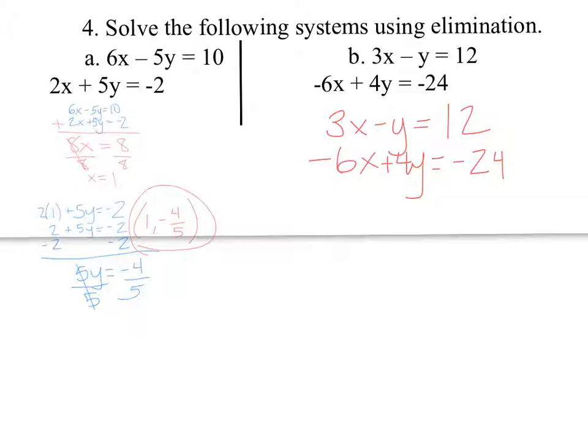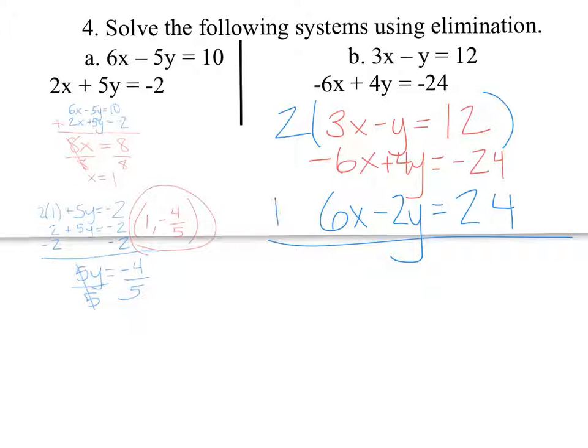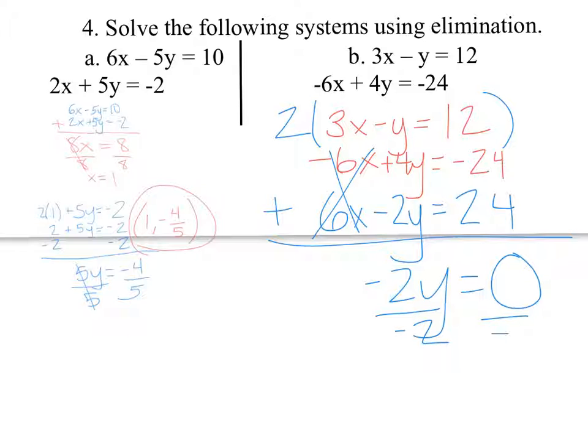So if we scale this top equation up by 2, we get 6x minus 2y now will equal 24. And now you'll notice when we add these equations together, a -6x and a +6x will cancel. A 4y and a -2y will total to be -2y, and a -24 and a +24 will equal 0. Now we just have to solve for y, so we're going to divide by -2. 0 divided by -2 is 0.